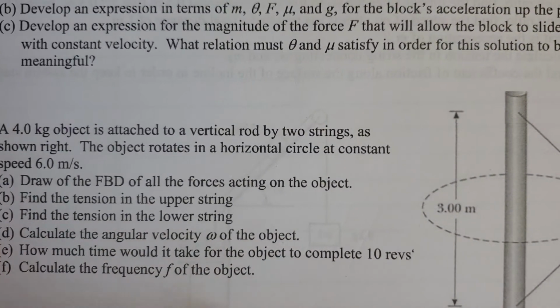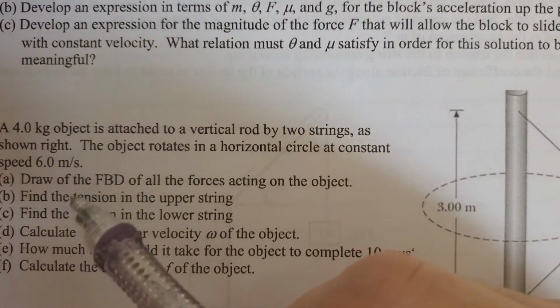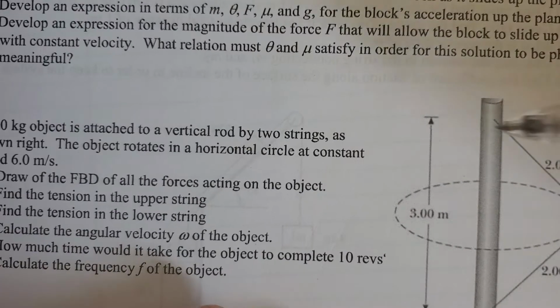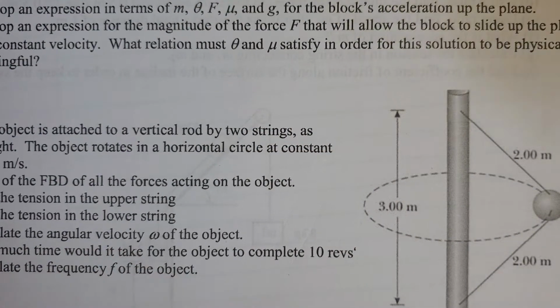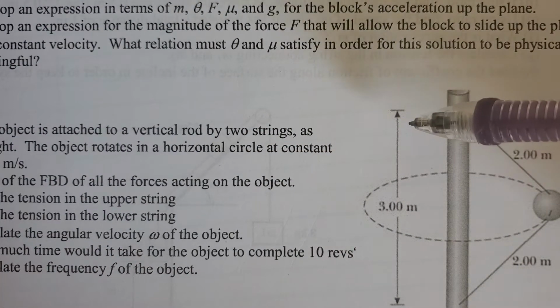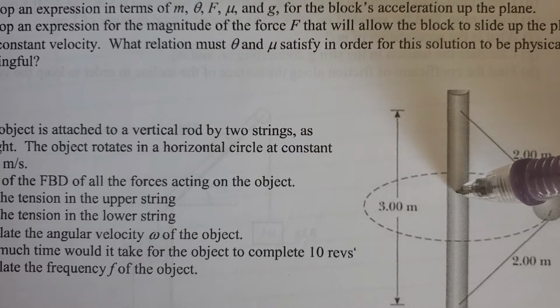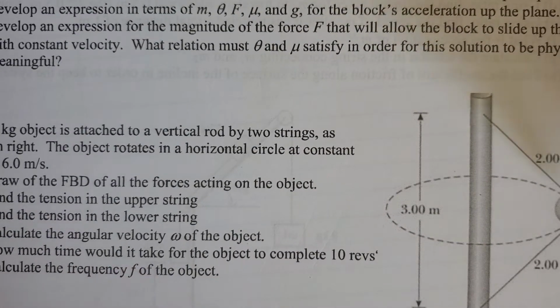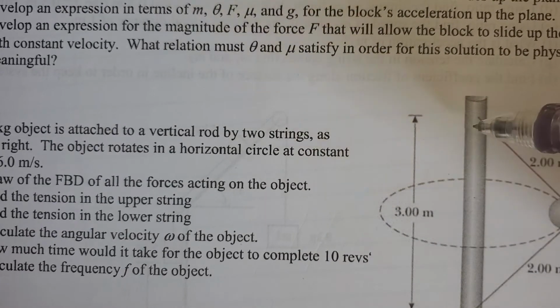Okay, so for FRQ number 3, we have a 4 kilogram object attached to a vertical rod by 2 strings, as shown in this figure right here. The object rotates around this point in a horizontal circle at a constant speed of 6 meters per second. In this diagram, there's more information. We also know that the length of each string is 2 meters, and the distance between the strings on the rod is 3 meters.